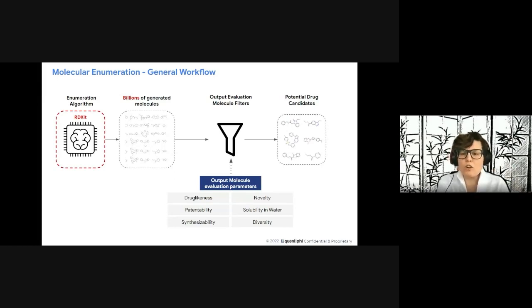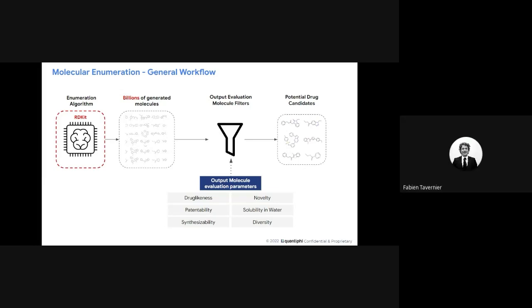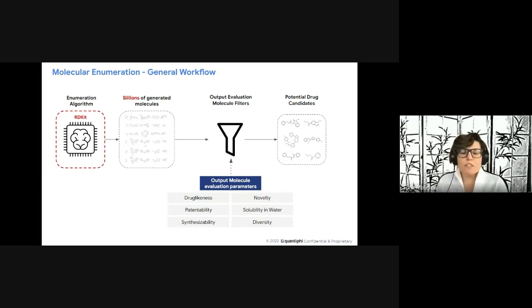With the help of the enumeration algorithm, whatever that may be, we can generate orders of magnitude more molecules than the seed ones that we used at the starting of this process, reaching up to billions of generated molecules. Now, with this plethora of new molecules, the next typical step is that we filter them down to only consider for the next steps of our process those that have some particular required properties, such as drug likeness, patentability, synthesizability, novelty, solubility, and diversity. Once this filtering is done, we are then left with a subset of molecules that are potential drug candidates.